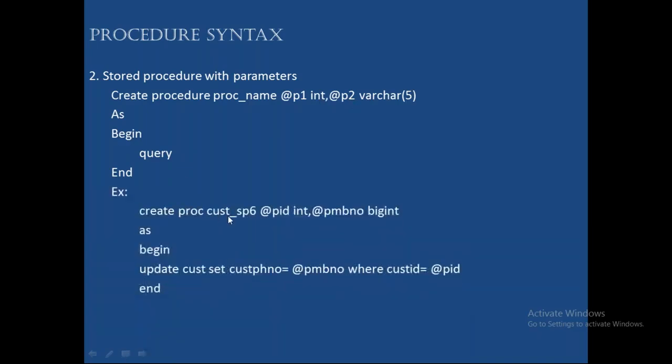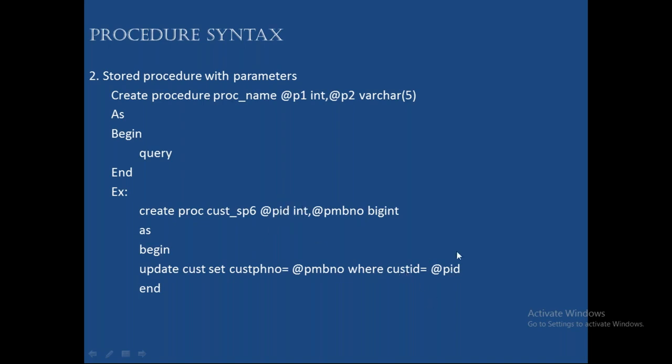Example, create procedure cust_sp6. Okay, ID and a phone mobile number. A particular customer has provided a wrong number last time, so you want to provide his correct number now. So he is going to give his new number which is correct. Then he will also give his ID, so that in a table we are able to identify his record uniquely with the help of ID.